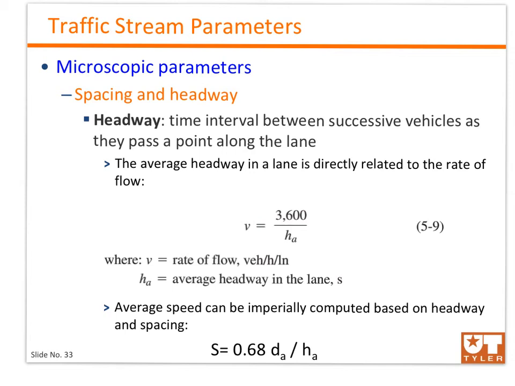Based now on the average headway, which is HA, and the average spacing, which is DA, the average speed at that location can be empirically computed based on both parameters, headway and spacing. This empirical equation, which is based on observations, is equal to 0.68 times the average spacing over the average headway, and that would give me the speed.